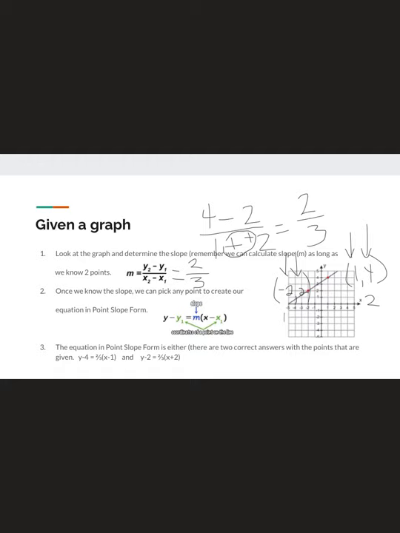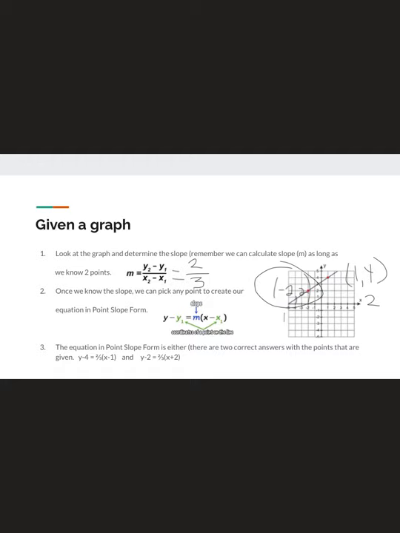Now, once we know the slope, we can pick any point to create our equation in point slope form. So here's the format that we're looking at for point slope form. So we're just going to pick a point. I don't even care what point. I'm going to pick that point right there. So we're going to use (-2, 2) as our point. Now you could have picked the other point, (1, 4), and you're going to get a different equation for the line in point slope form, and that's okay. I'm going to give you both answers here.